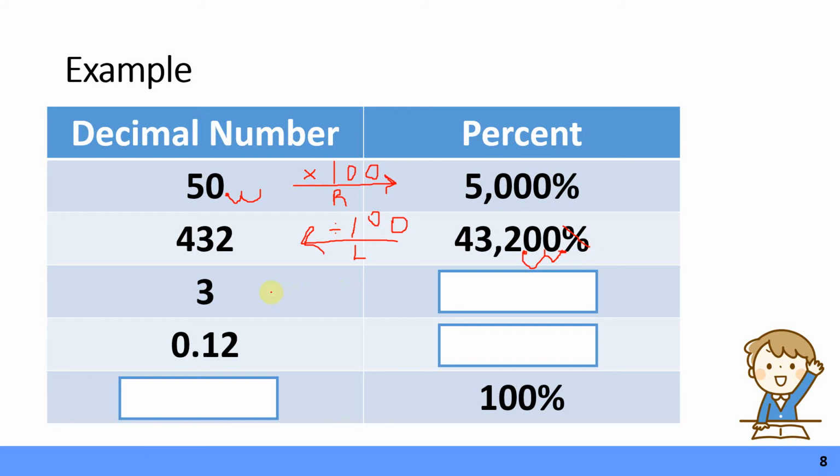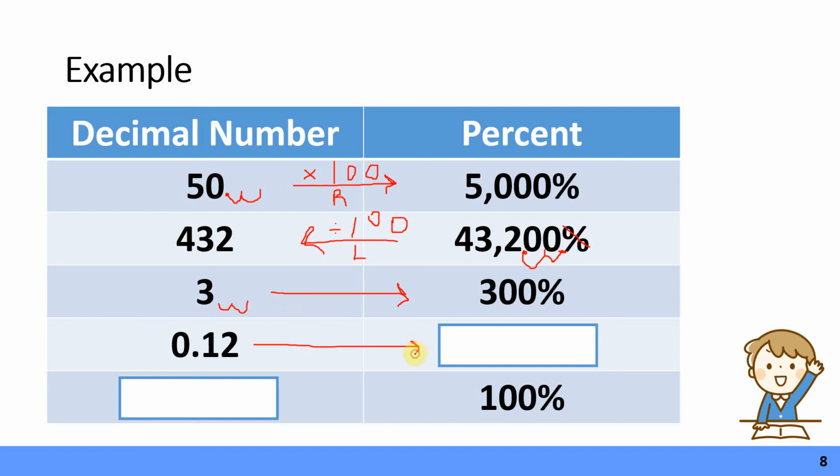Now, here I'm not going to write it anymore, but you should know decimal to percent, multiply it times 100 or move it to the right. So my answer is going to be 300%. See how easy it is once you get the idea. Here we have one of these again, decimal to percent. So again, multiply times 100 or move it to the right. So I move it twice to the right and I get 12%.